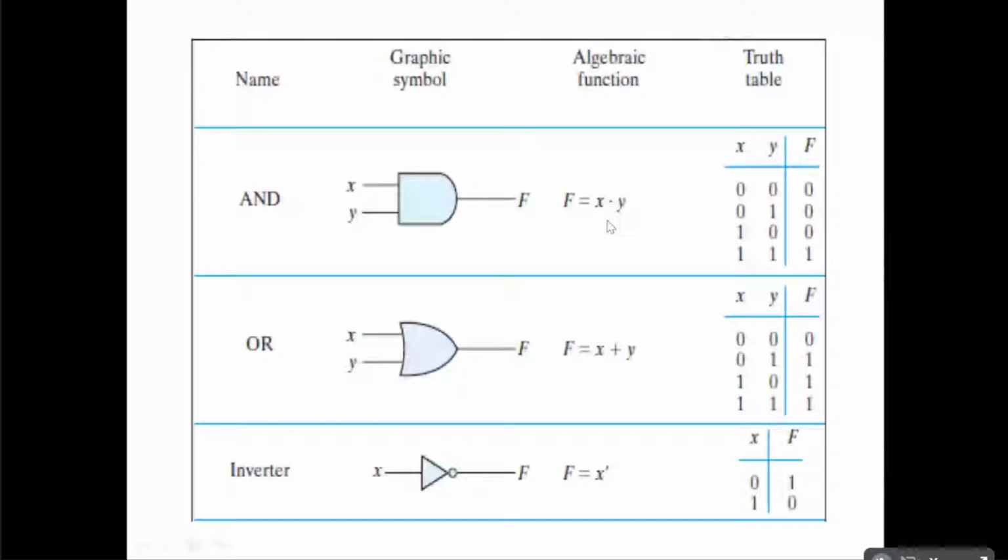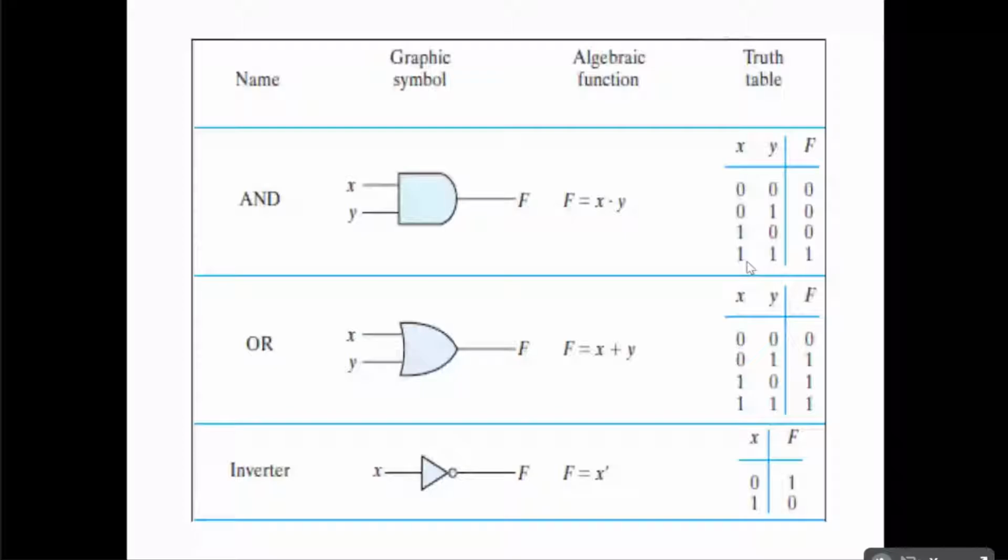If we apply 0, 0 as input to the AND gate, it produces 0 as output. It resembles the process of multiplication. Then if the inputs are 0 and 1, the output is 0. Then the inputs are 1 and 0. Here also the output is 0. Then if we apply 1, 1 as input, we get 1 as output. So this is AND gate.